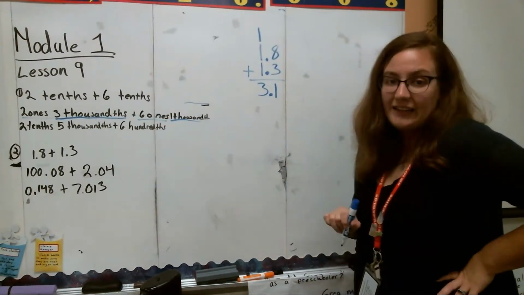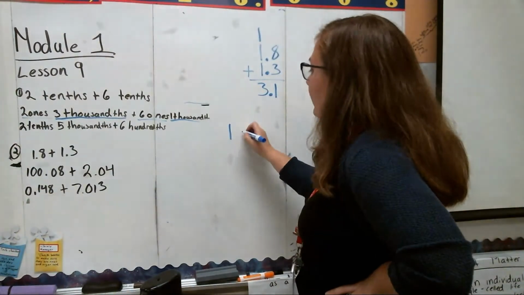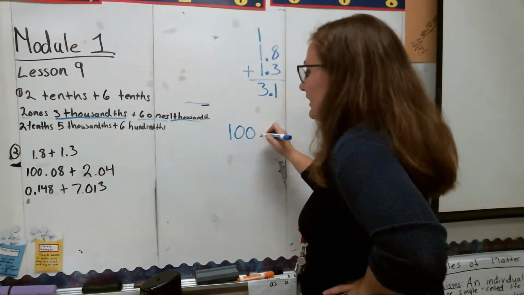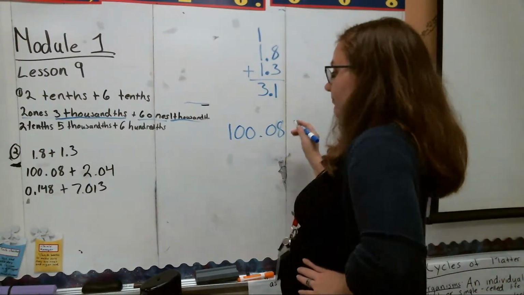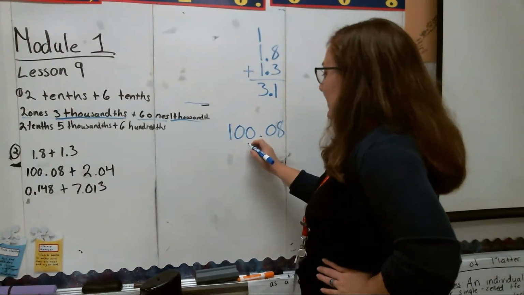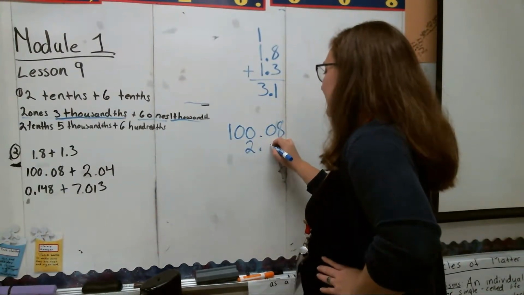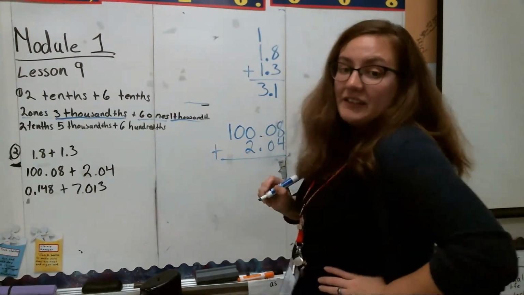And that gives me a final answer of 3 and 1/10. Now I'm going to line up these numbers down here for our next problem, and I want you to try and solve for this one. So we have 100 and 8 hundredths, and then we have 2 and 4 hundredths.